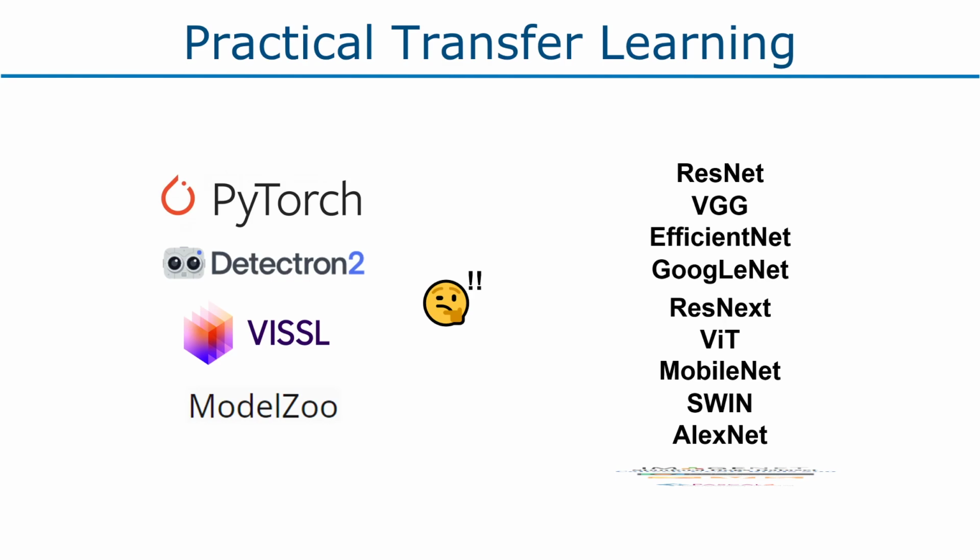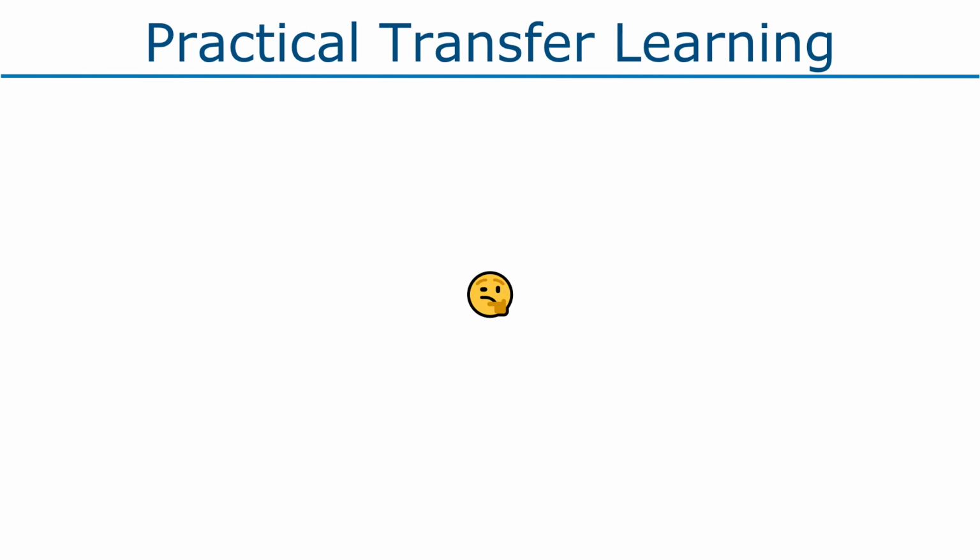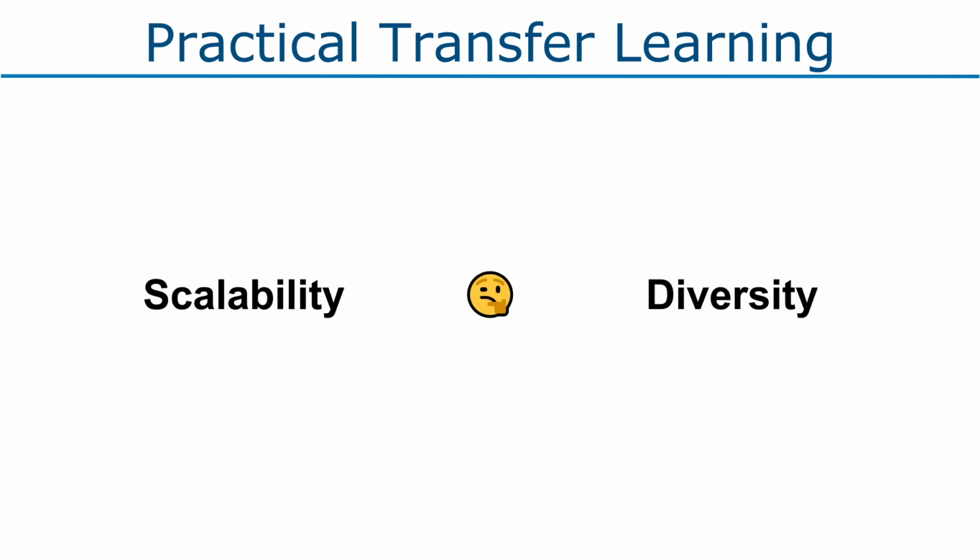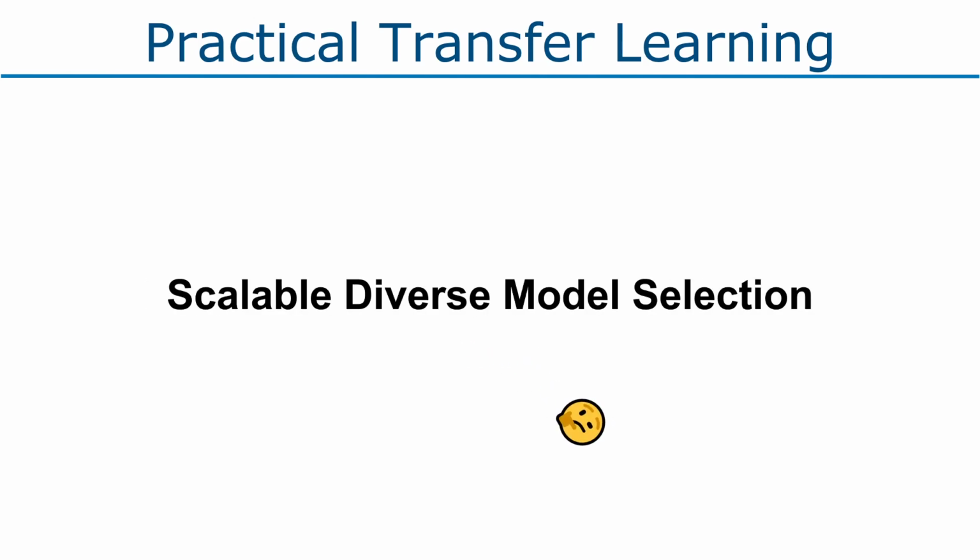most don't even bother. Wouldn't it be nice if there were a model selection method that could perform this for you? For such a method to be useful, it would need to be scalable to evaluate quickly on large model banks, and it would need to support a diverse array of models and tasks. In this paper, we attempt to facilitate this by introducing a benchmark and corresponding method for scalable diverse model selection.